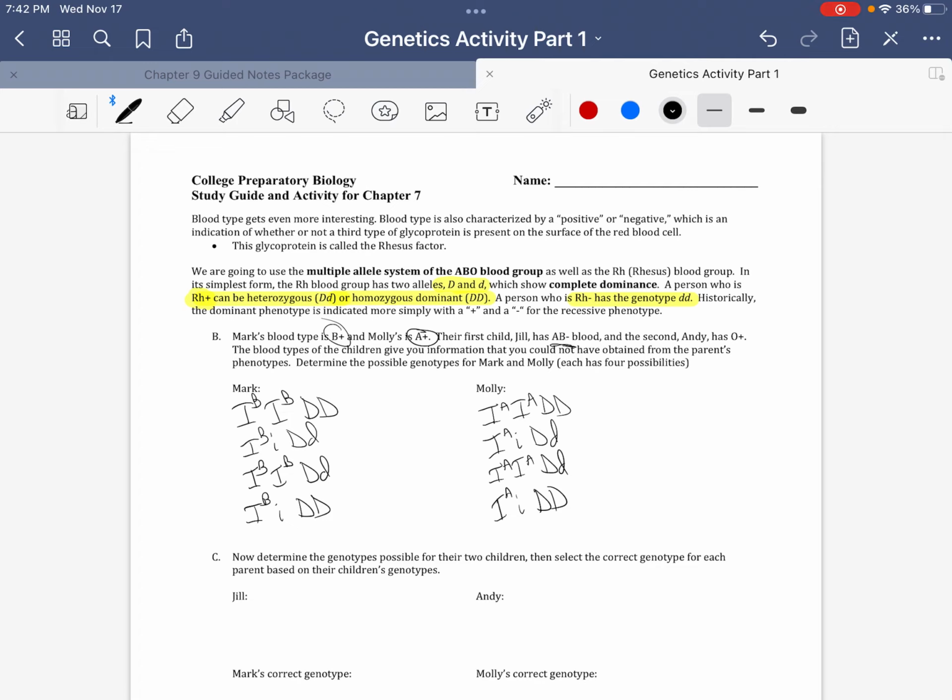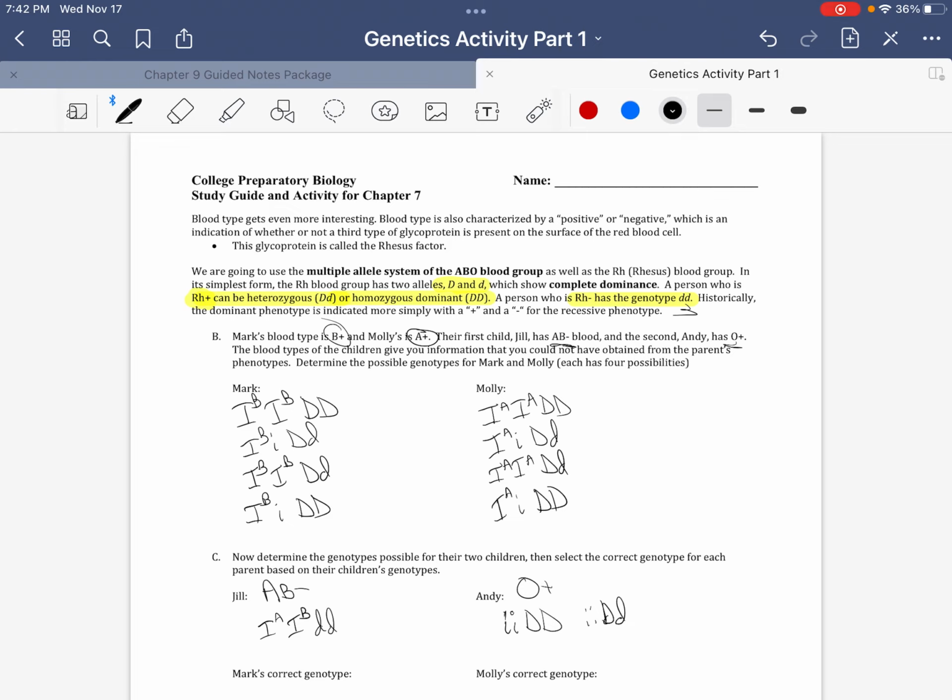Now we have to go through and use the kids. Jill is AB negative, Andy is O positive. And we can use the kids to figure out which genotype the parents actually are. So to get AB, you have to have the dominant I with the A type and the dominant I with the B type. But to get that negative, you have to have two little d's. To get type O blood, you have to have the two little i's. You could have big D, or you could have big D, little d for that positive.